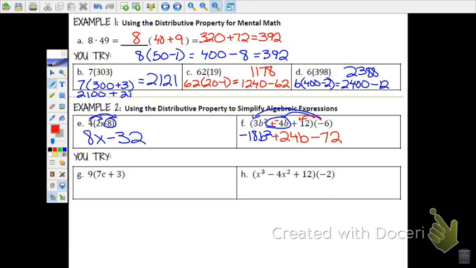If we come back to these problems, okay, distributing here, you should have come up with 63C plus 27. With H, we were again distributing a negative similar to the problem above. So if you did H correct, you should have come up with negative 2x cubed plus 8x squared minus 24. So again, being very careful distributing that negative.